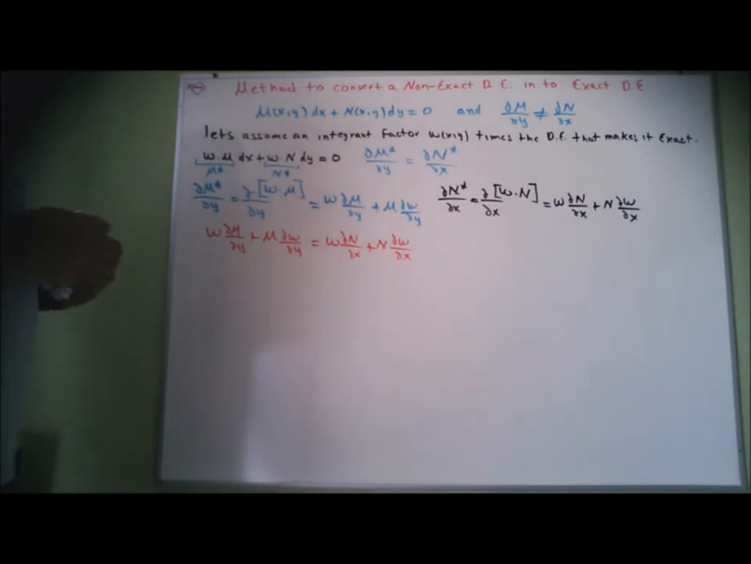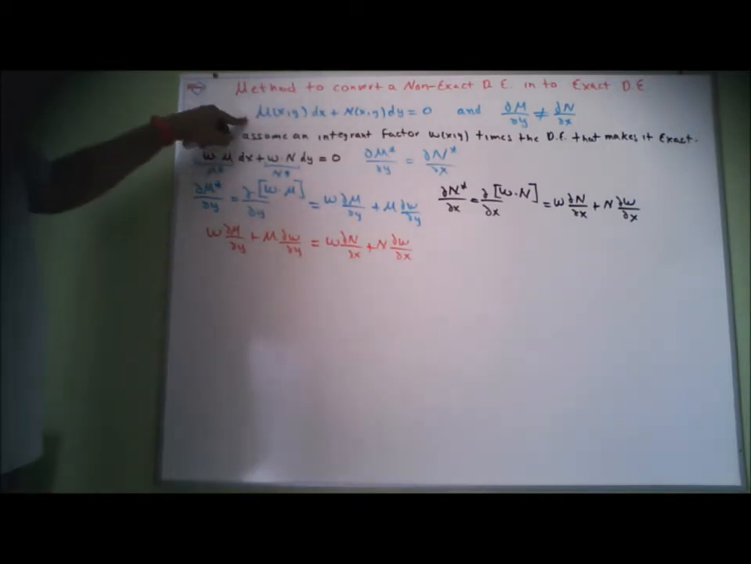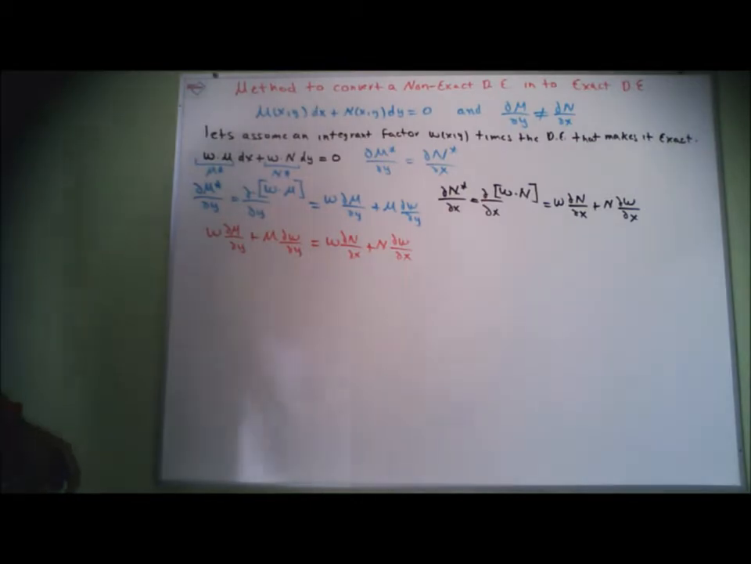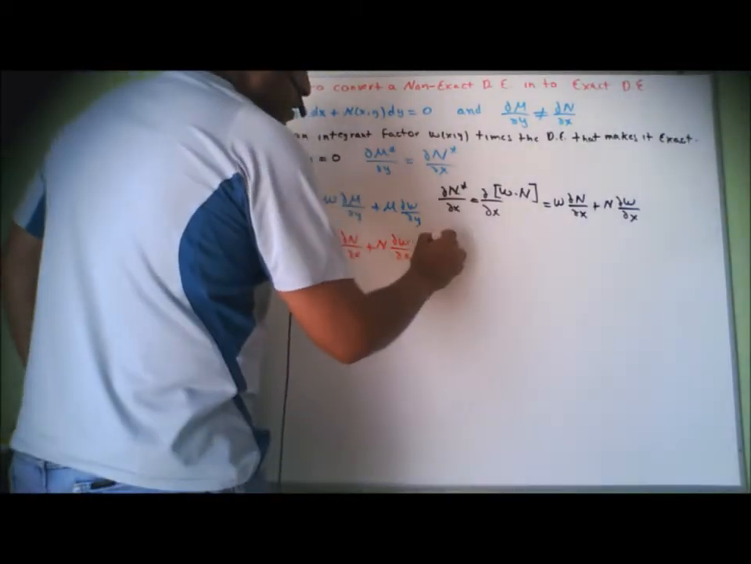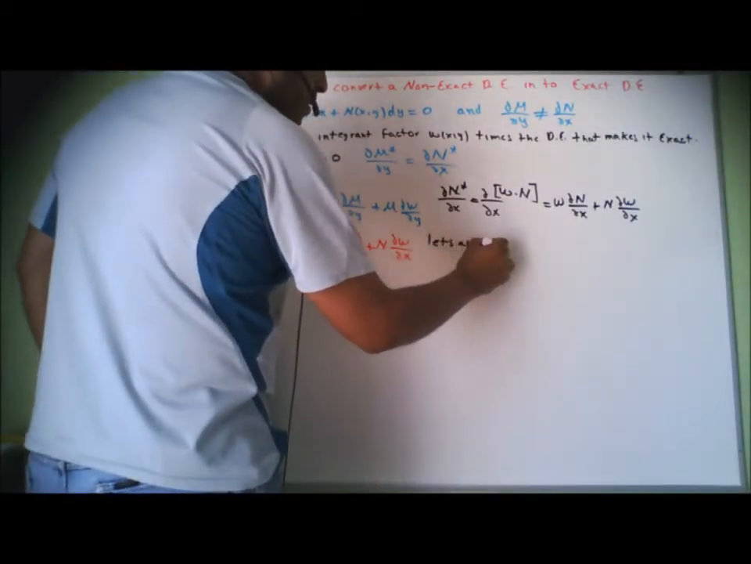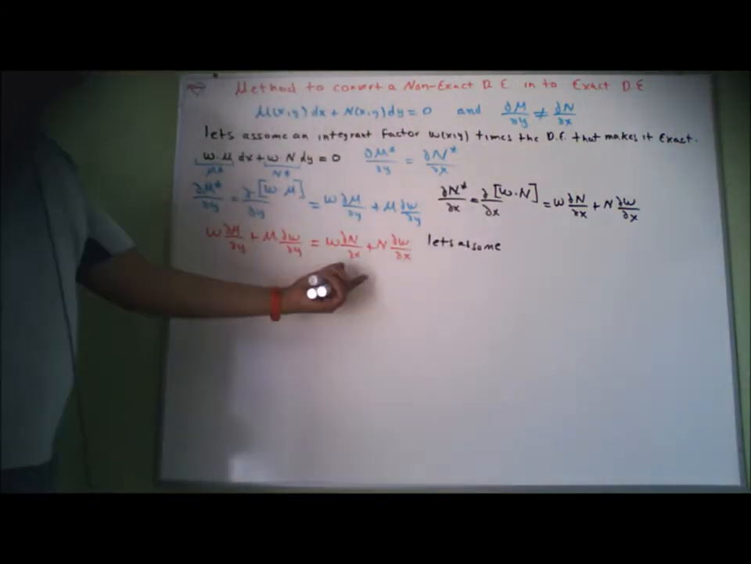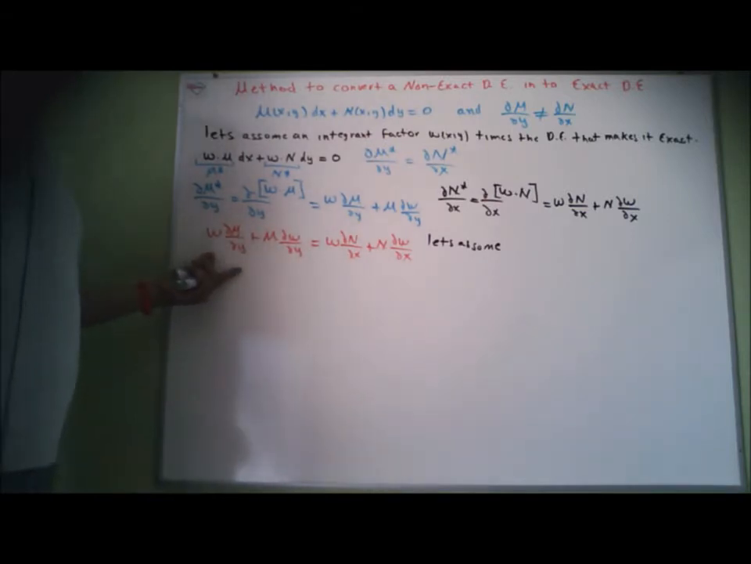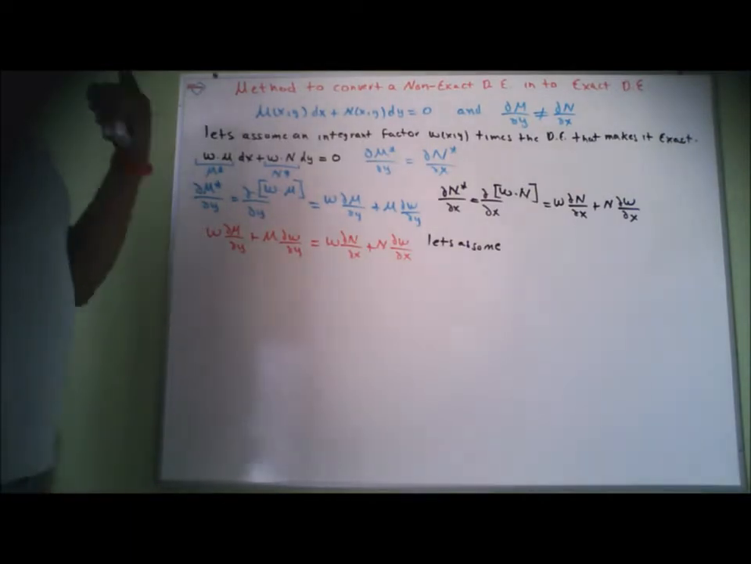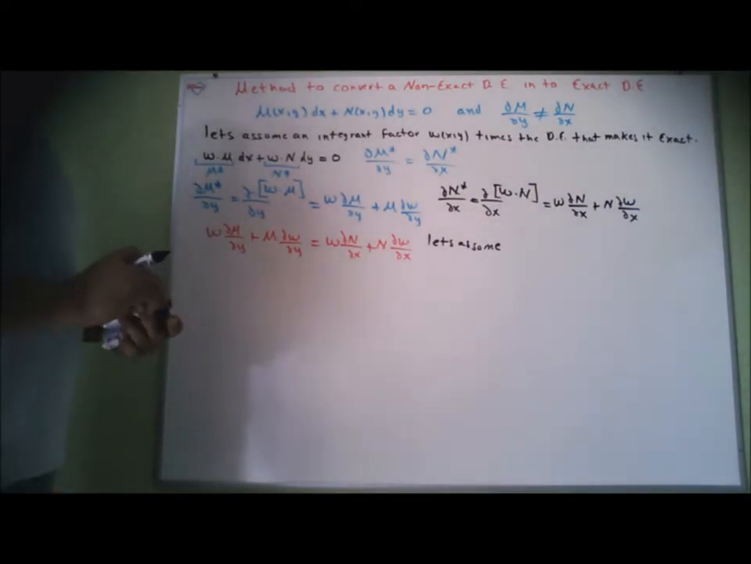Remember, what are we looking for? The M is given, the N is given. What we don't know is the w of x comma y. From here, I don't see how we can calculate w of x comma y. So let's make one assumption, because this is a very difficult problem. This is a partial differential equation, and we don't know how to solve partial differential equations. We know how to solve ordinary differential equations.